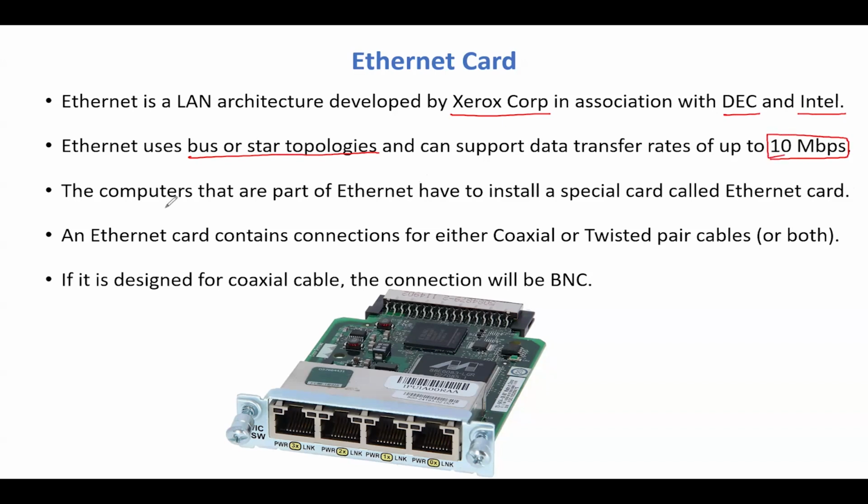All right. So the computers that are part of Ethernet have to install a special card called an Ethernet card. This has to be installed. This is how it will look. So these are the Ethernet ports. Okay. An Ethernet card contains connections for either coaxial or twisted pair cable. So you can connect it with the help of a coaxial cable or twisted pair cables. So if it is designed for coaxial cable, the connection will be BNC. BNC is nothing but a kind of connector with the help of which we connect the Ethernet card to the coaxial cable. All right. So this is also another device which we will be using in the network.